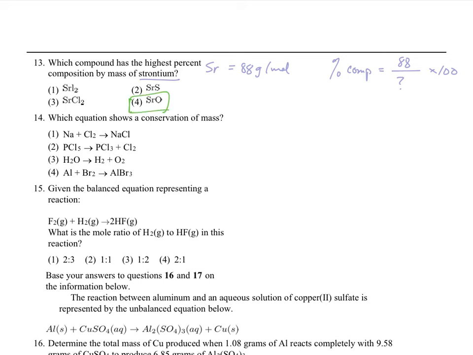Because if we actually do the math, this one is 104, this one is 120. This one's 158. And then this one is 342. The one closest to 88 has to be choice 4, strontium oxide.